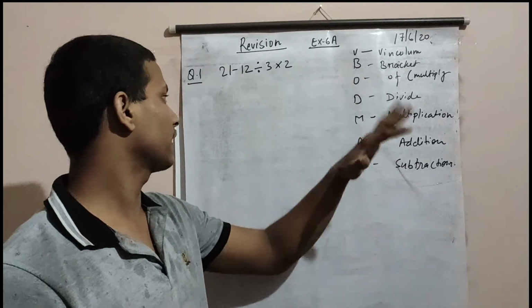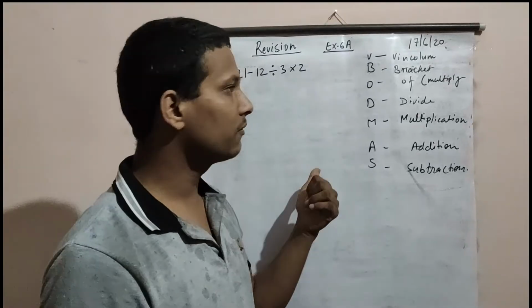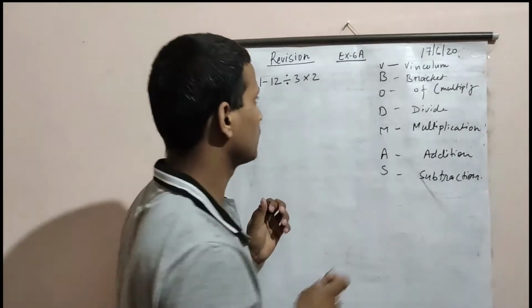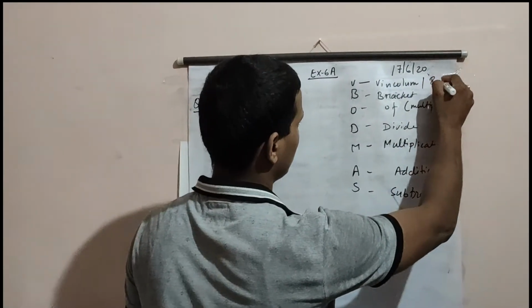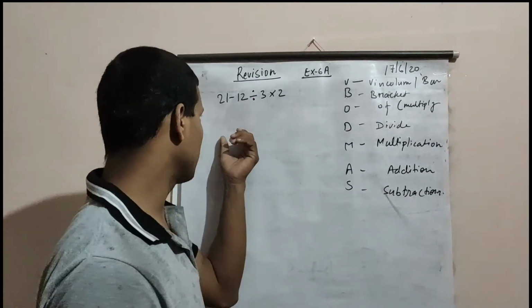Revision exercise 6A. We have discussed about BODMAS. V means vinculum or bar. You can say bar. This is the order to solve any simplification question.